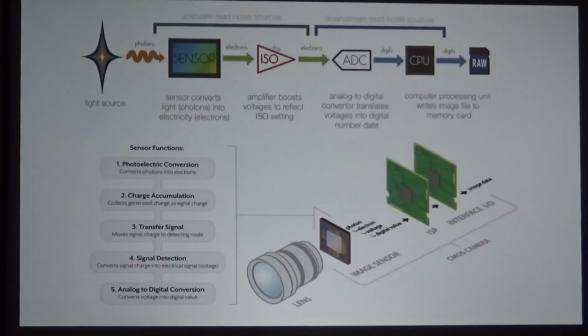So when you look at the breakdown here of a camera, this is basically an exploded view. It doesn't matter whether it's a star or whatever, we've got light coming through, hits the sensor, these electrons get converted into a voltage, and then the ISO amplifier is the main amplifier that's responsible for the gain that we get.